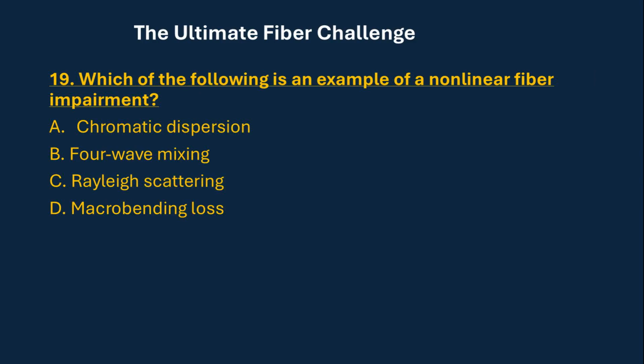19. Which of the following is an example of a nonlinear fiber impairment? A. Chromatic dispersion. B. Four-wave mixing. C. Rayleigh scattering. D. Macro bending loss. The correct answer is B. Four-wave mixing is a nonlinear fiber impairment.